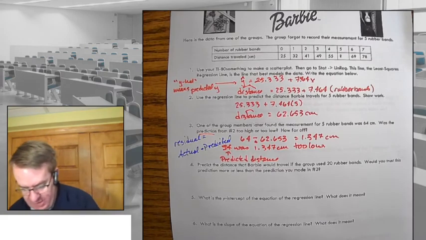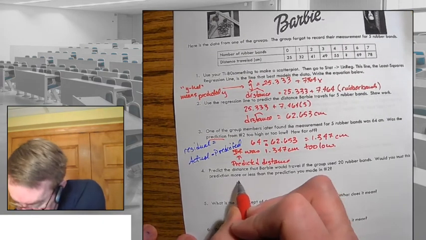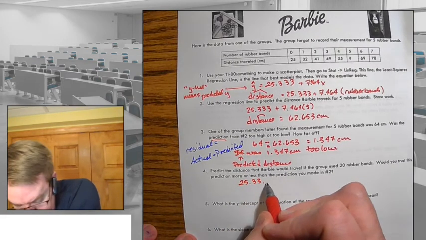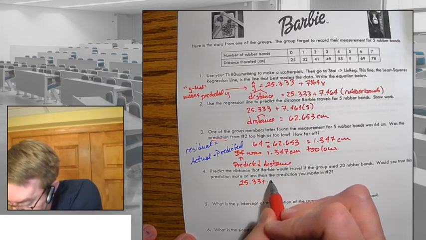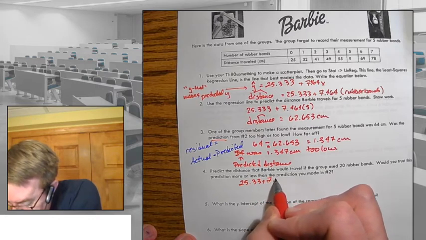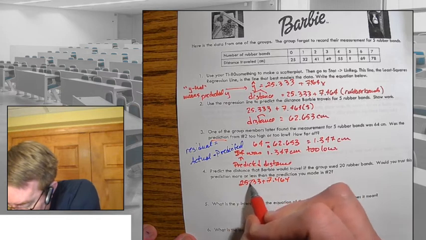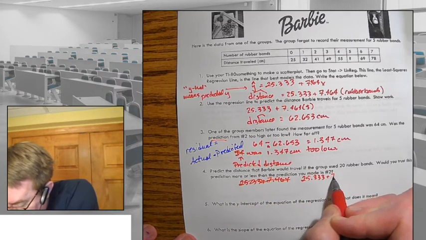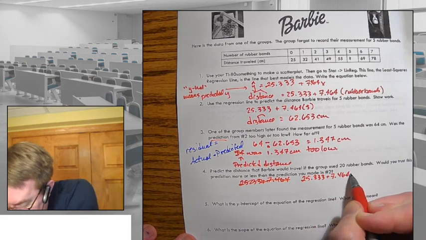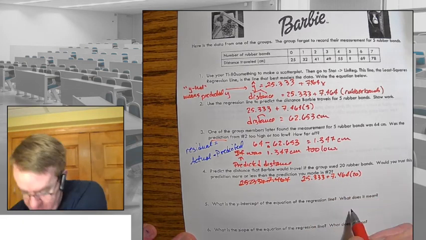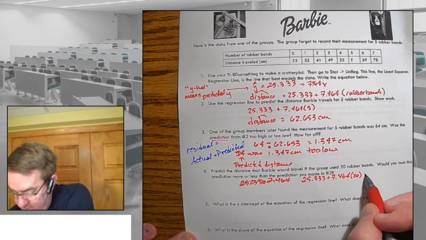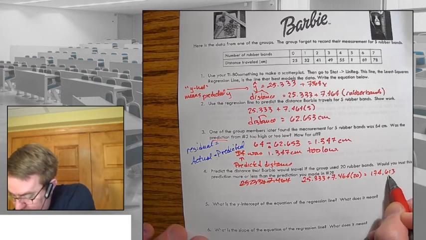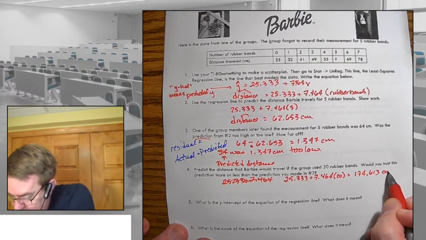So the prediction would be 25.33 plus 7.464 times 20. Wow, that is just bad writing. So when we do all of that, type it into your calculator, let the gerbils do their work. You get 174.613 centimeters.